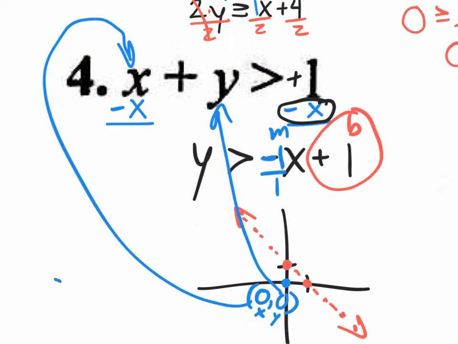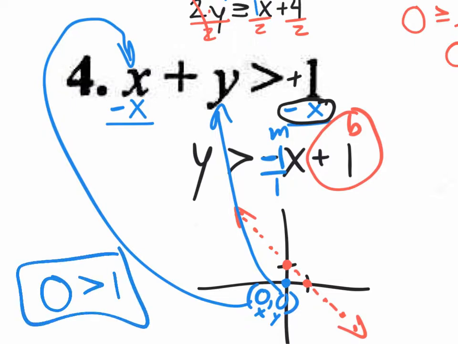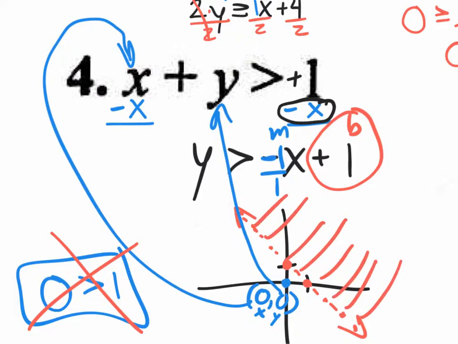What do you guys think about that? Is 0 greater than 1? Heck no, right? 0 is not greater than 1. 0 is less than 1. So what do we know about the origin 0, 0? It did not work. It's a false statement. So where does it work? If it doesn't work on this side, it must work on the other side. So any point on this side will not work, but all points on the other side will work. So that's why we shade in that side of the red dotted line.